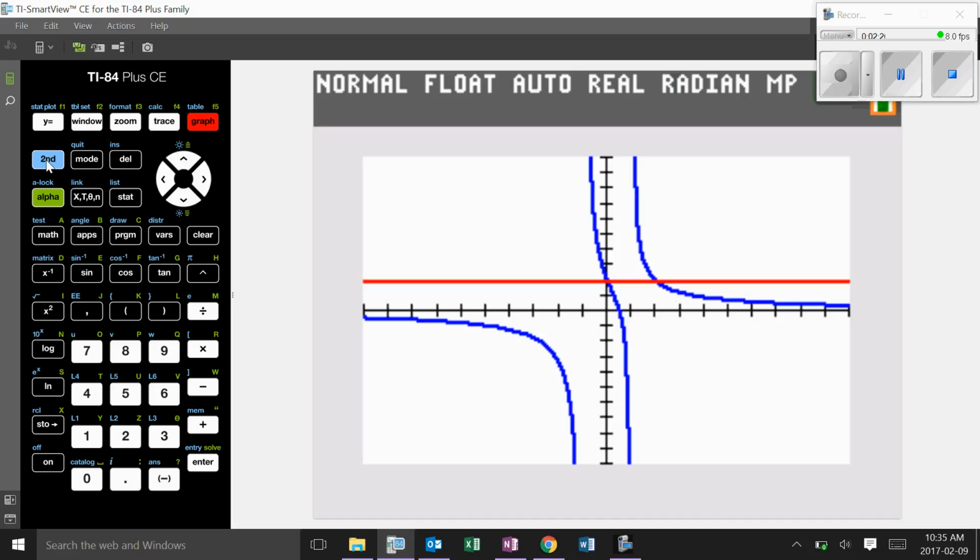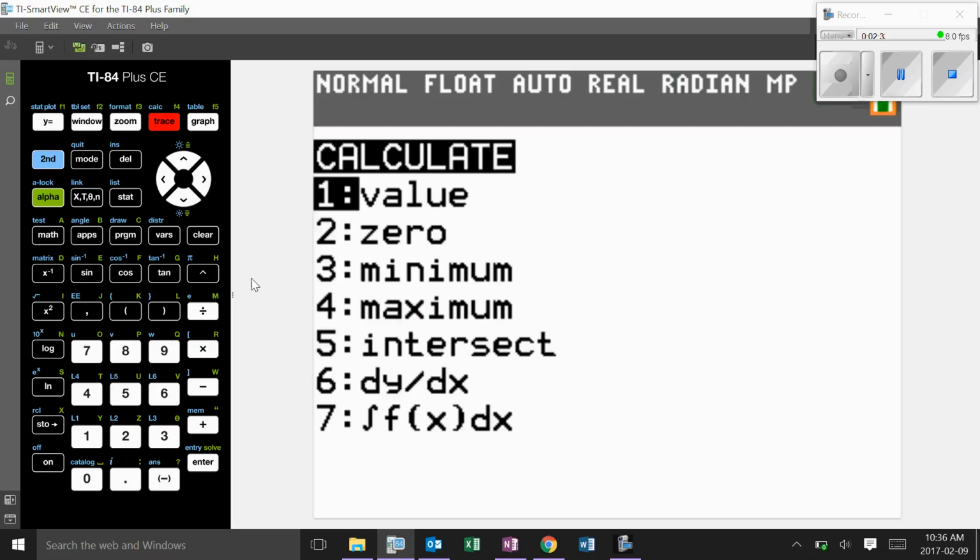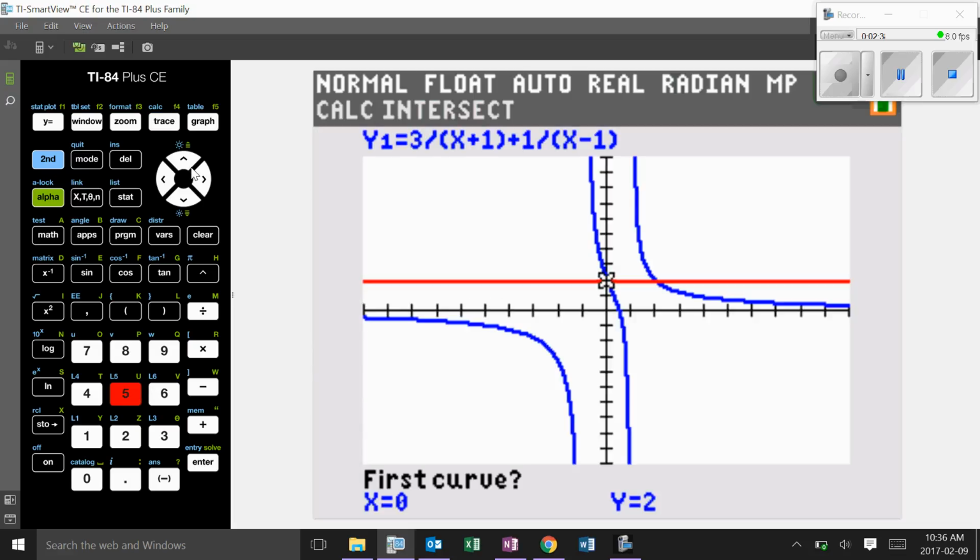And at this point, then we want to go to the intersect function. So that is with second trace or calculate, and you'll see the intersect at 5. So you can either scroll down or just hit 5. And so what this is looking for is simply which two curves do we want. The blue one is what I have in y1. If I want to see what's in y2, then I use the up and down. To move the cursor, we'll use the left and right. So I just want the cursor basically to be close to the intersection point that I want, and between those two curves that I want, y1 and y2. So I got that. And then the second one is close. So take a guess. Yes, please.